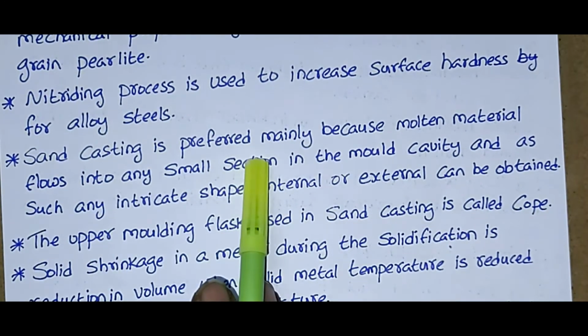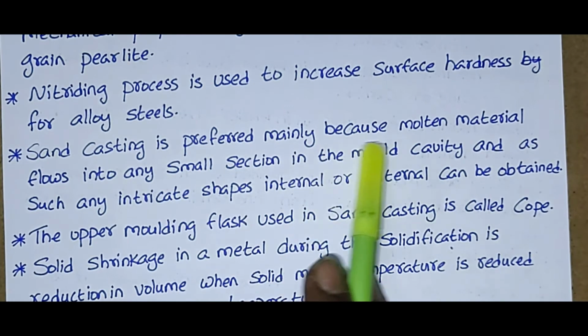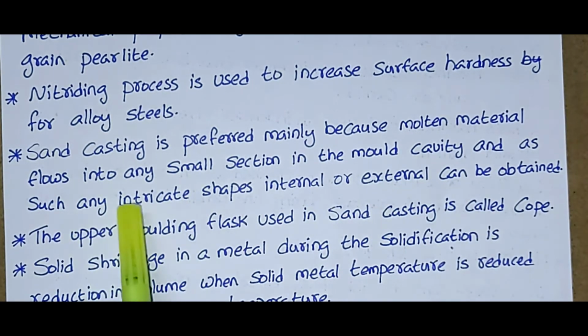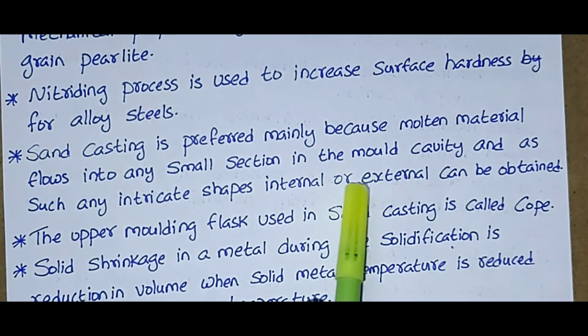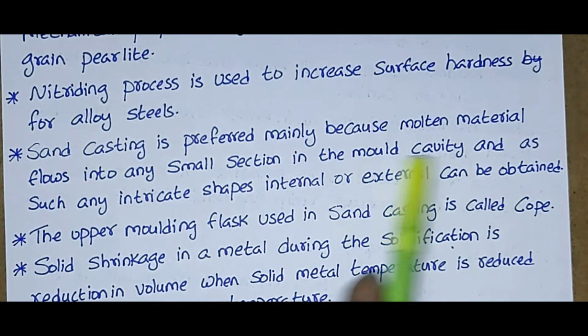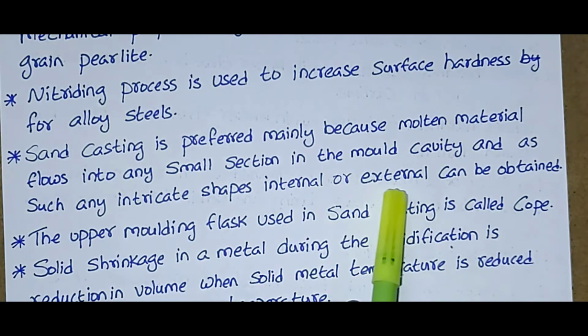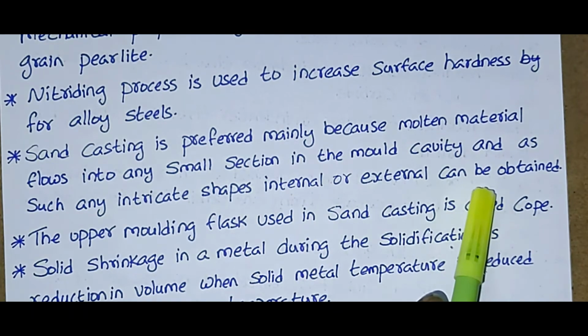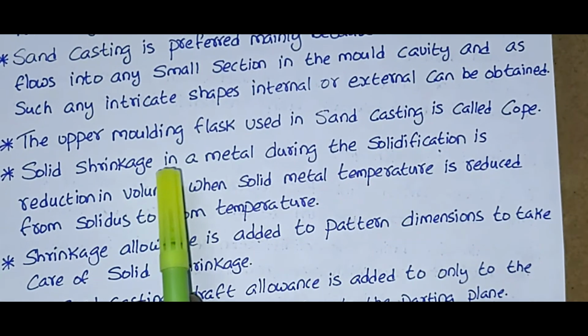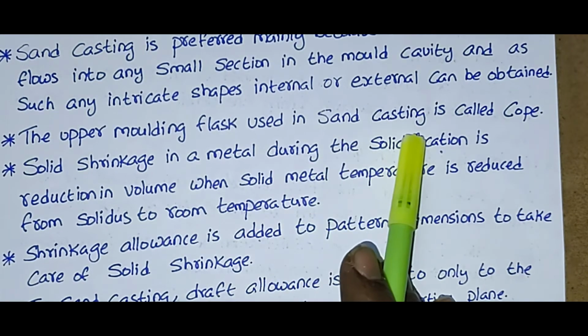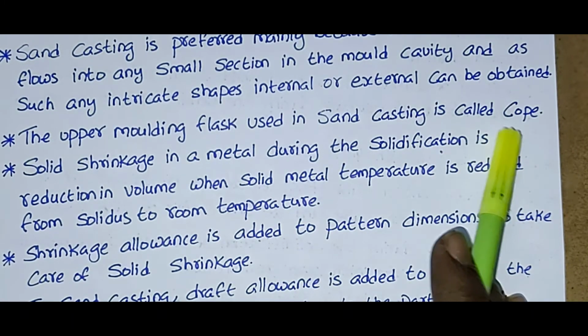Sand casting is preferred mainly because molten material flows into any small section in the mold cavity, and as such any intricate shapes, internal or external, can be obtained. The upper molding flask used in sand casting is called the cope.